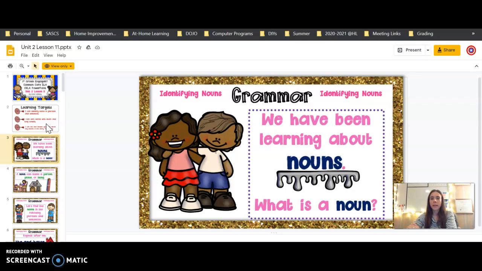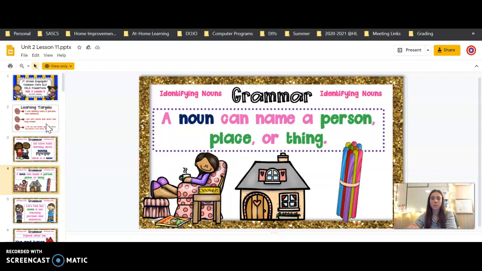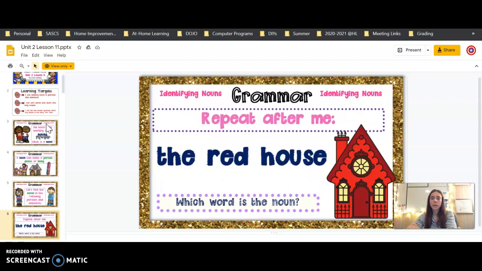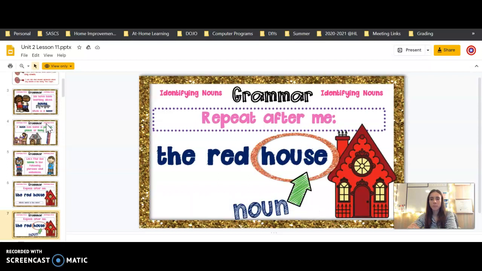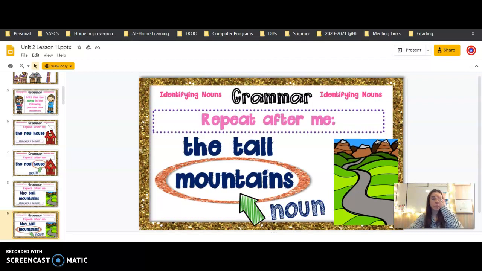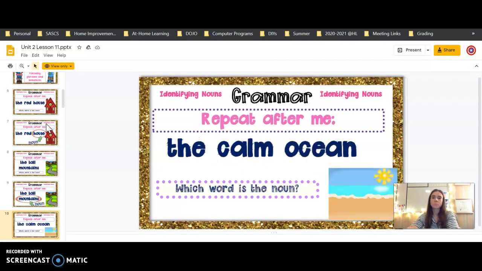We have been learning about nouns. What is a noun? That's right, a person, place, or thing. Let's find nouns in the following phrases and sentences. Repeat after me. The red house. Which word is the noun? House, because it is a place. Good. The tall mountains. Which word is the noun? Mountains, because mountains is a place.